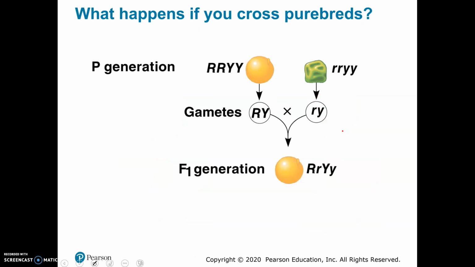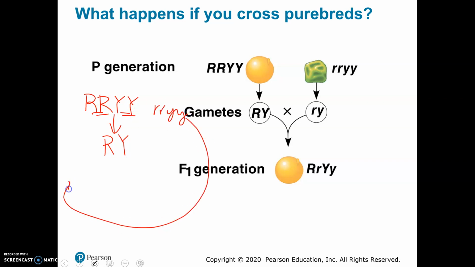Now, what if we cross two purebreds? Well, let me show you. So, big R, big R, big Y, big Y. What can this one give? Only big R and big Y. That's it, right? There's no choices. And the other parent, little r, little y, can only give little r and little y. Remember, we have to put 2 letters because we're looking at 2 traits. And if we fill it in, it would only be literally a 1-box Punnett square.